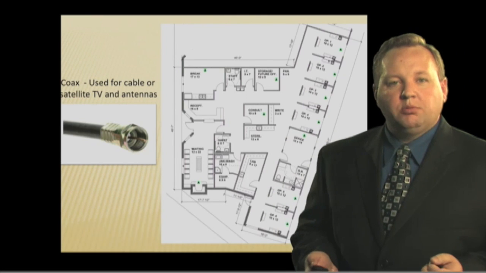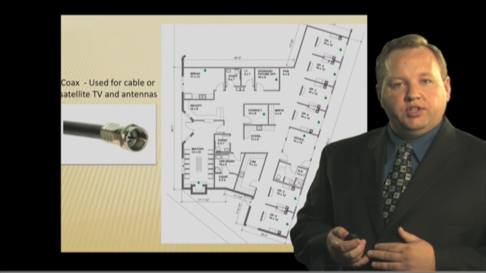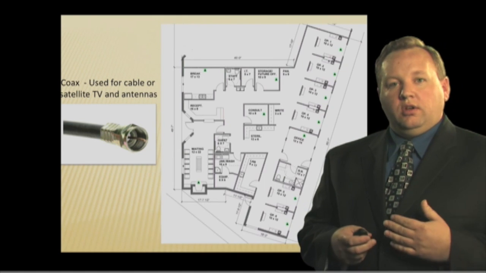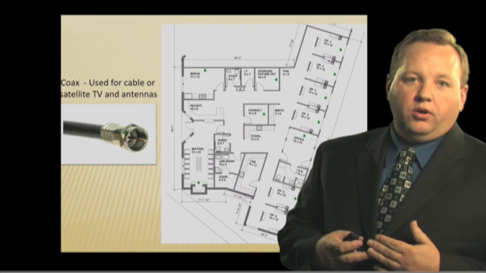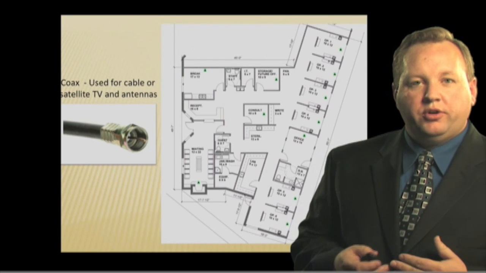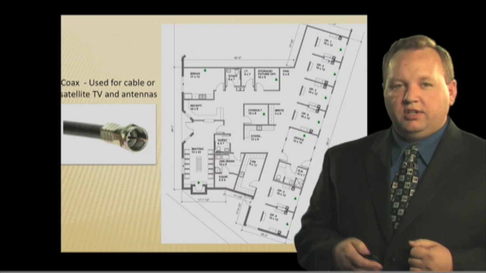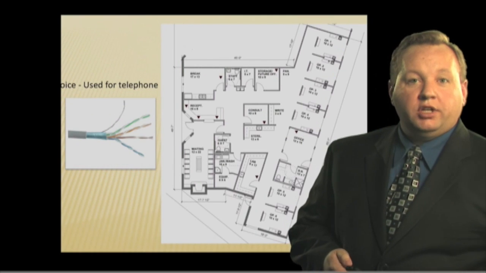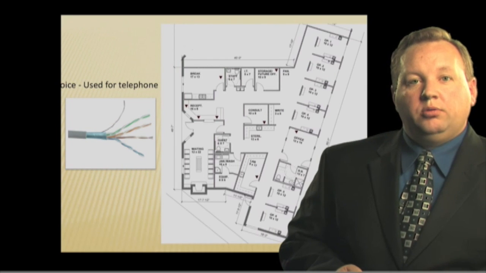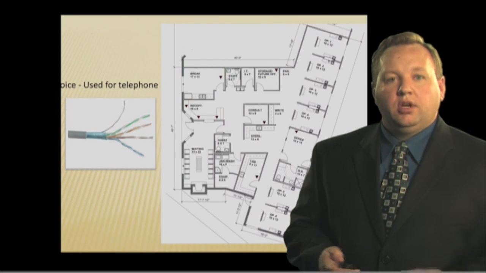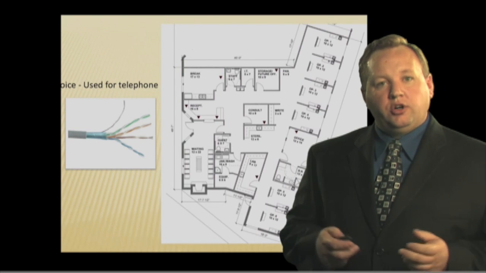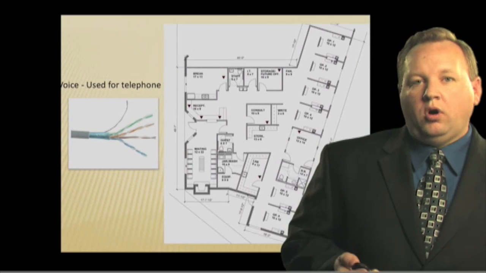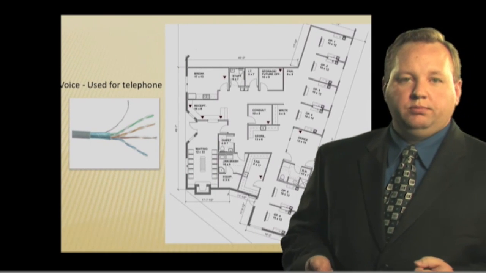Coax. A coax cable is used for either satellite television or your cable television. It can also be used for video from your computer if it's an older computer, but you're most likely not going to need that in your new office. Voice cabling. Of course, this is going to be for all of your telephones. It could also be for your inter-office communication system if you're not using the computers and you're using an in-wall or a wall-mounted or desktop system.